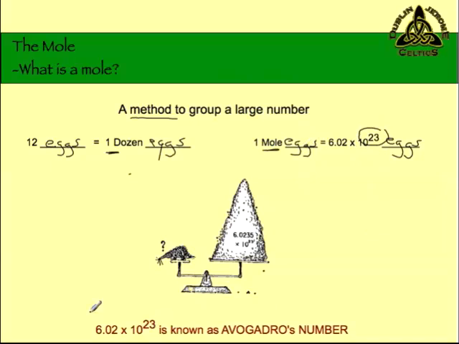This number, 6.02 times 10 to the 23rd, is named after a very famous scientist whose name is Avogadro. It is known as Avogadro's number. You need to know that. Avogadro's number, 6.02 times 10 to the 23rd. And as you can see here, the way we have this arranged, it looks like a conversion factor, very similar to what we use in dimensional analysis.